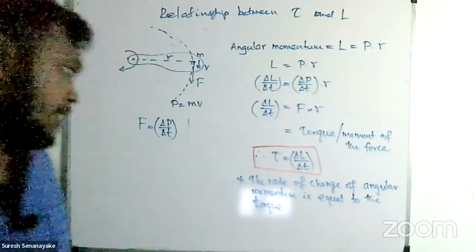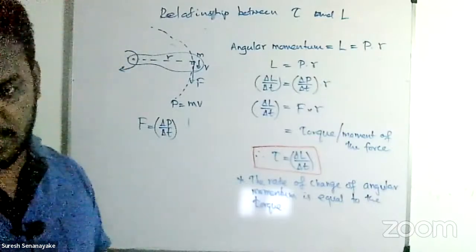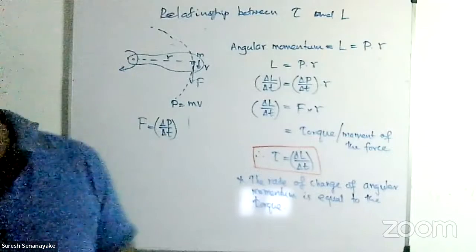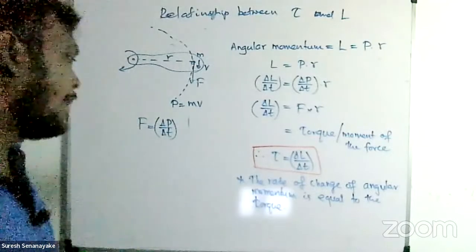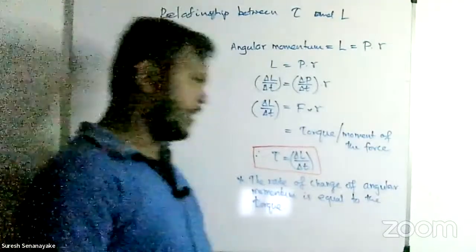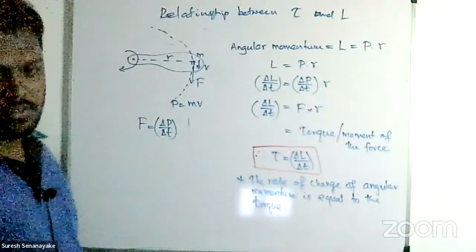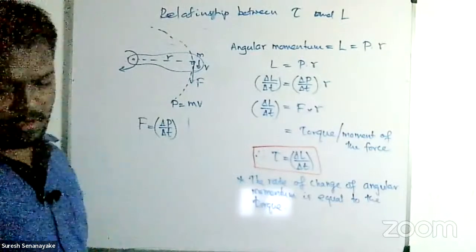Try to remember this, that torque equals delta L over delta t. Then we can get the relation, tau equals I alpha, also using this. So remember how to get this.